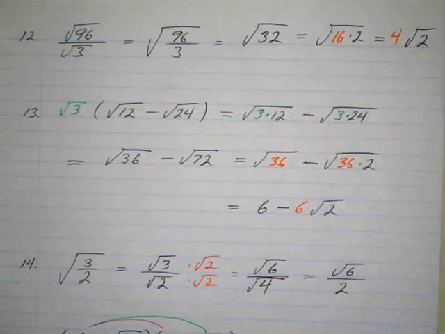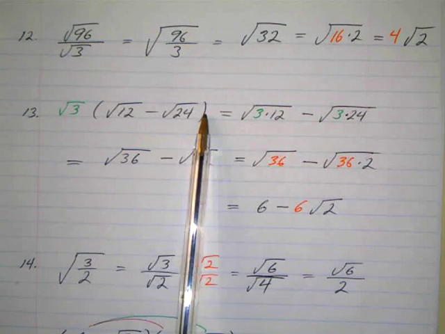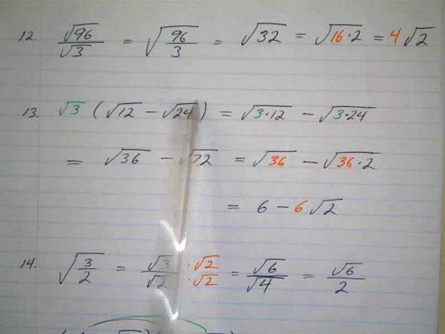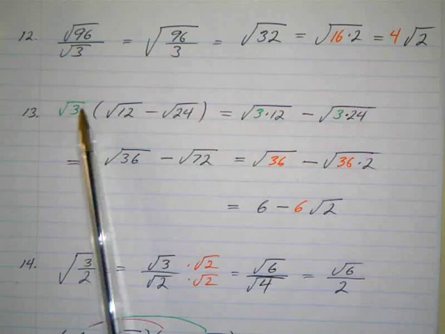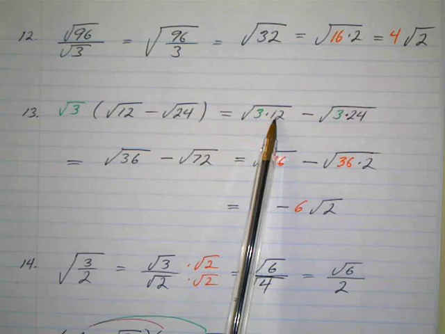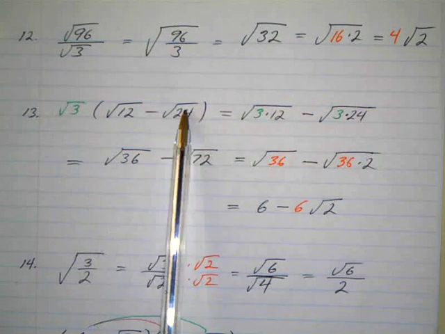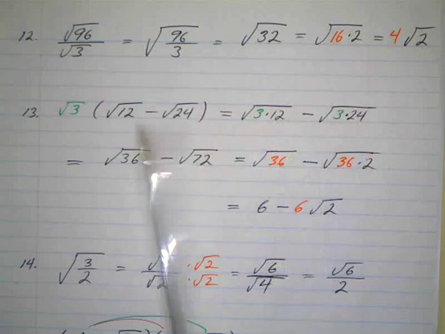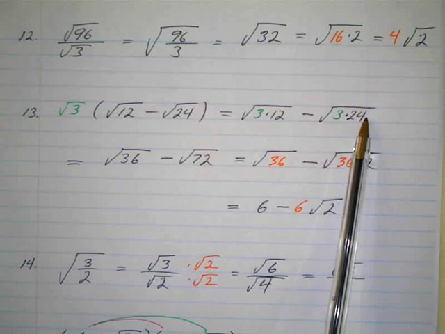Okay. Number 13. Now we're multiplying a radical times a binomial. So again, I can use the distributive property, and I can use the fact that when I multiply the square root of 3 times the square root of 12, this product of the square roots is the square root of the product. So I could combine those. I could have written an extra step where you have that times that times that. Hopefully you can see that. So that's going to be the square root of 3 times 12 minus the square root of 3 times 24. Okay.